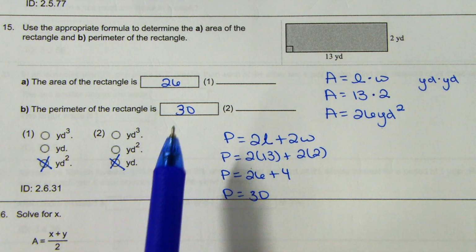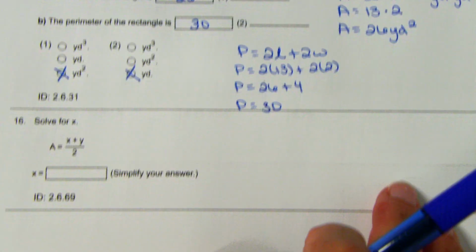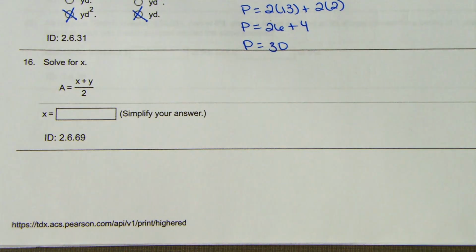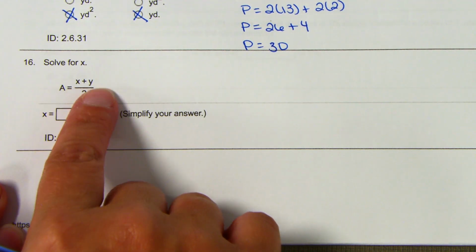Perimeter of a rectangle is going to be 2 times the length plus 2 times the width. So perimeter equals, because that's how much we'd have to go around the yard if we were to put in fencing, 2 times the length, which is 13, plus 2 times the width, which is 2. 2 times 13 is 26. 2 times 2 is 4. Perimeter equals 30. And when it comes to perimeter, you will always have just single units. So it's going to be yards.